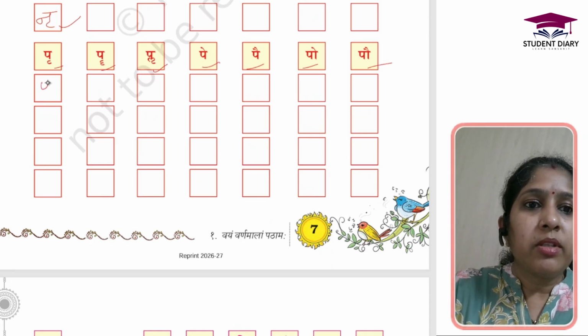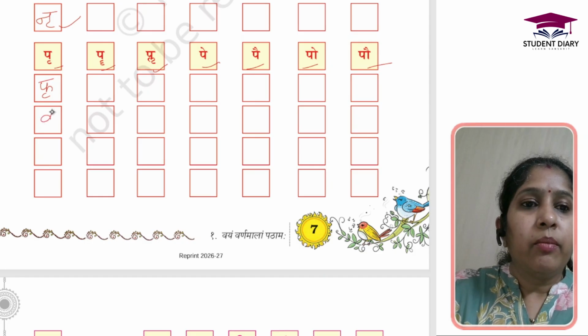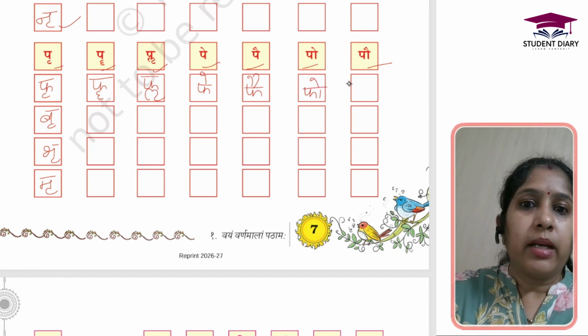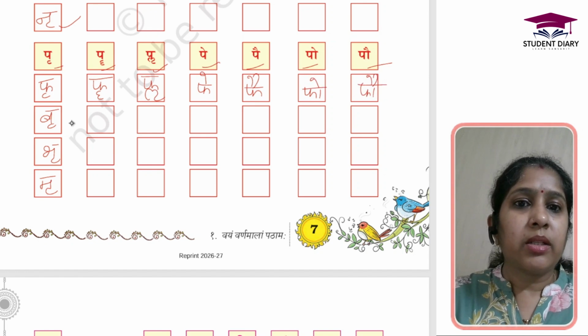Correct? So after pa what comes? Fa. So it is free, Bri, Mri. Correct? And then for the next line, if we make, it will become like free. Then it is going to be fr, then flr, like this. And then fe, then fi, and then fo. Correct? I hope everyone has understood this one.